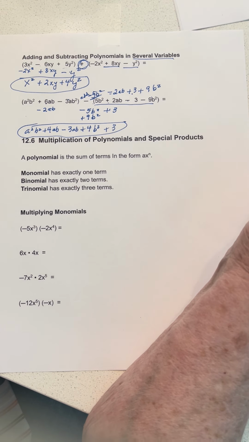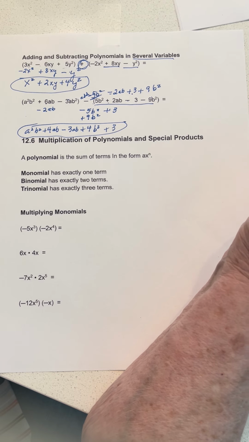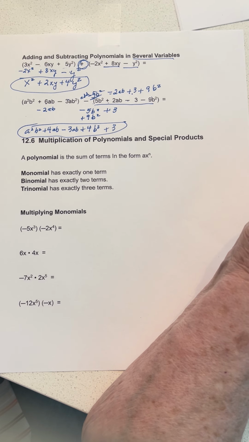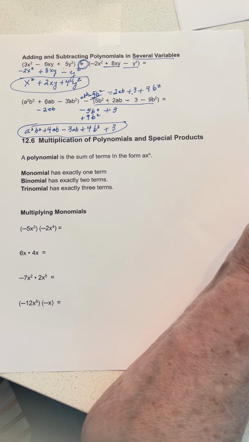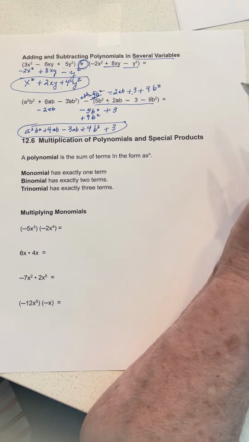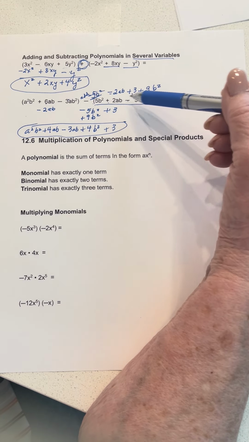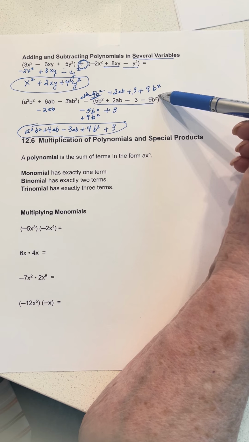You just have to be careful that you're lining up the like terms, those with the same letters, those raised to the same power. And if you're subtracting, then you have to change the signs of all the second number, or the second polynomial, and then add them together.